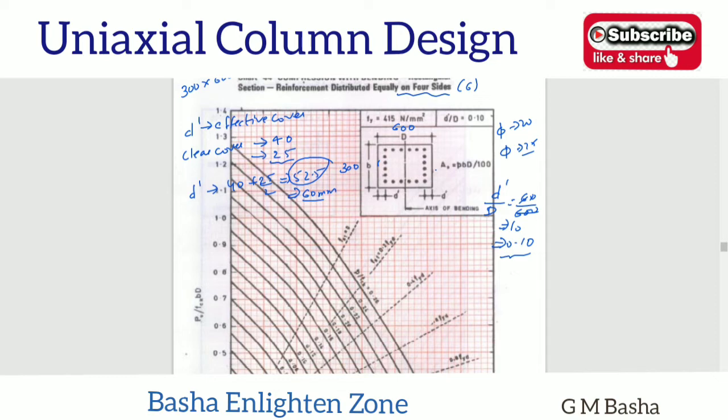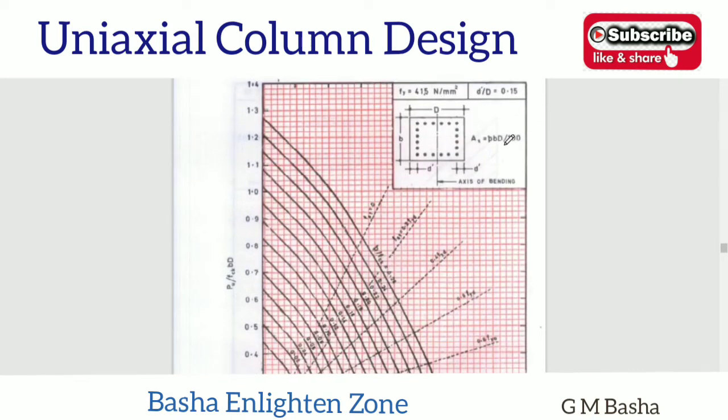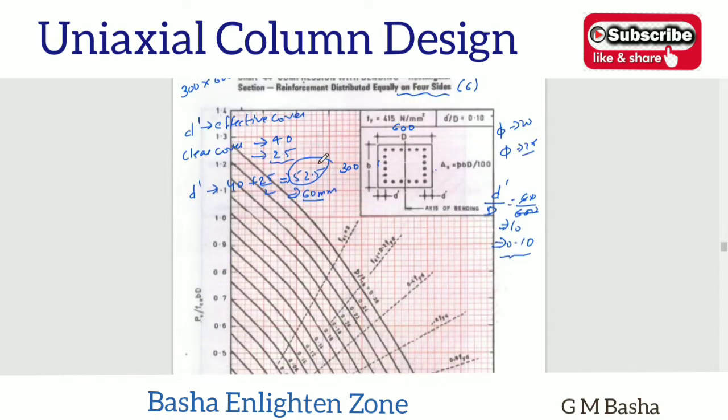Maybe the dimensions will be lesser, like around 500, and at that time you will get another curve, where d dash by d will be equal to 0.15. So please select this chart. I will explain all the things here clearly.